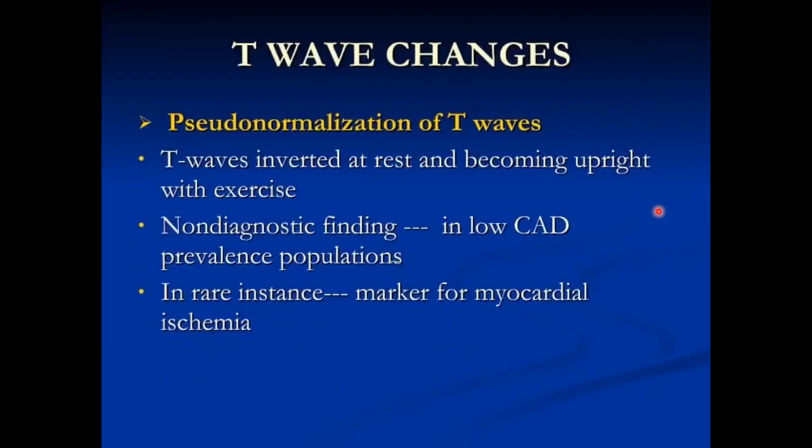You can also have pseudo-normalization of your T waves. The T waves might be inverted at rest and later become upright with exercise. Now, these are pseudo-normalization of T waves. We should pay attention that this is a non-diagnostic finding, and it's not really significant. It's low in coronary artery disease prevalence populations. You find this kind of finding more in patients with low coronary artery disease, and in rare instances it will be a marker for myocardial ischemia.